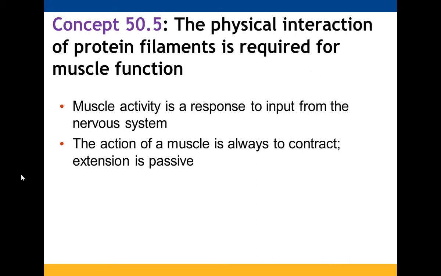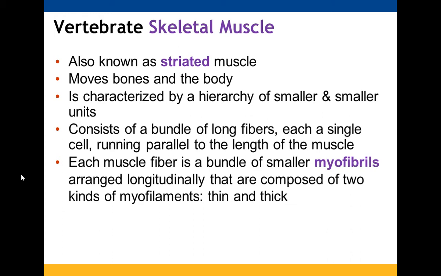Protein filaments are required for muscles to be able to move. Muscles move as a result of an input into the nervous system through one of your neurons. The action of a muscle is going to be to contract, while extension will be passive. Skeletal muscle, also known as striated muscle, is what moves your bones and your body.